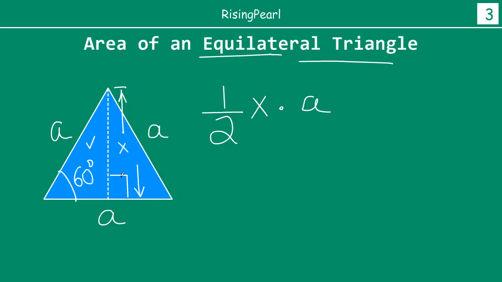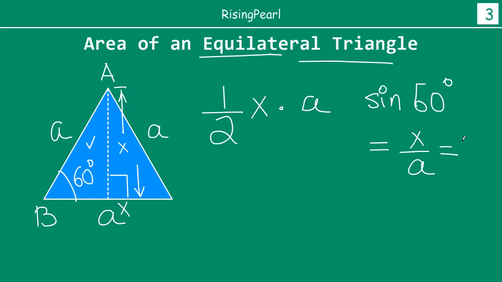Now what is this height x? If you look at the triangle, let's just name it ABX. In triangle ABX, this angle is 60 degrees. From trigonometry, sine 60 degrees is equal to the opposite side, which is AX, the value of which is x, divided by the hypotenuse, which is a.